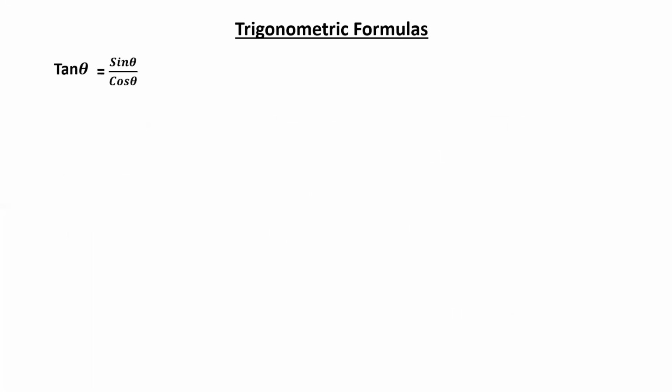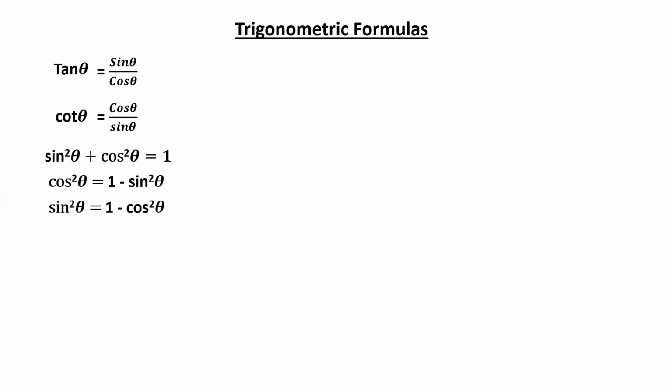Here, tan theta is equal to sine theta upon cos theta, and cot theta is equal to cos theta upon sine theta. And here, sine square theta plus cos square theta is equal to 1, and cos square theta is equal to 1 minus sine square theta, and sine square theta is equal to 1 minus cos square theta. So these are the three important formulas here.